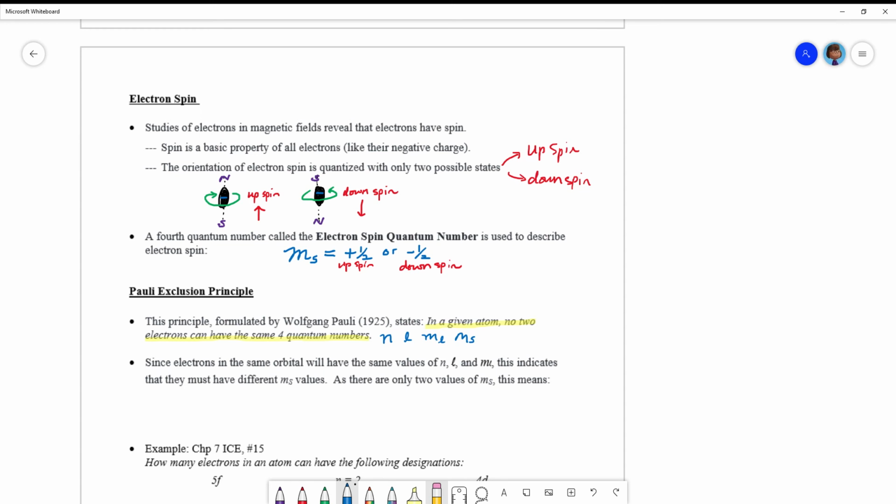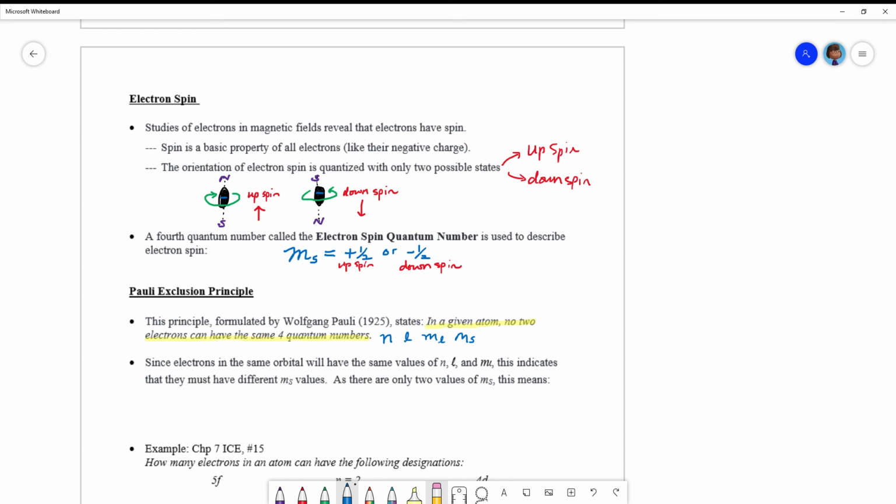Otherwise, you'd have the same ID number, and that's no good. Each of you needs a unique ID number with a unique set of digits. All that's needed is for one digit to be different between you and another student, and you have a unique ID number. Well, it's the same idea here. No two electrons can have the same exact four quantum numbers.